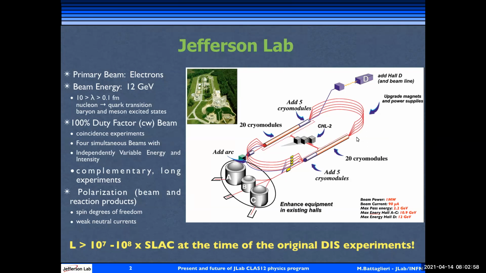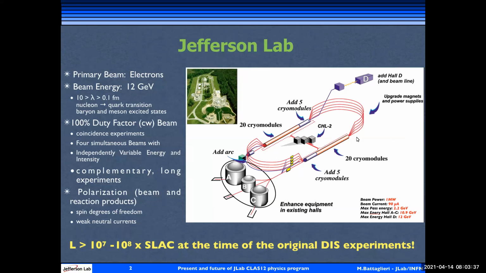quarks and hadrons. The characteristic of the beam is a 100% duty factor, which provides a mainly continuous beam that allows us to run coincidence experiments. The beam is delivered to 4 different experimental halls that can run in parallel, with different currents and different energies. Roughly speaking, we can run at low and high energy at the same time, and so experiments that require a long time or short time can run in parallel.